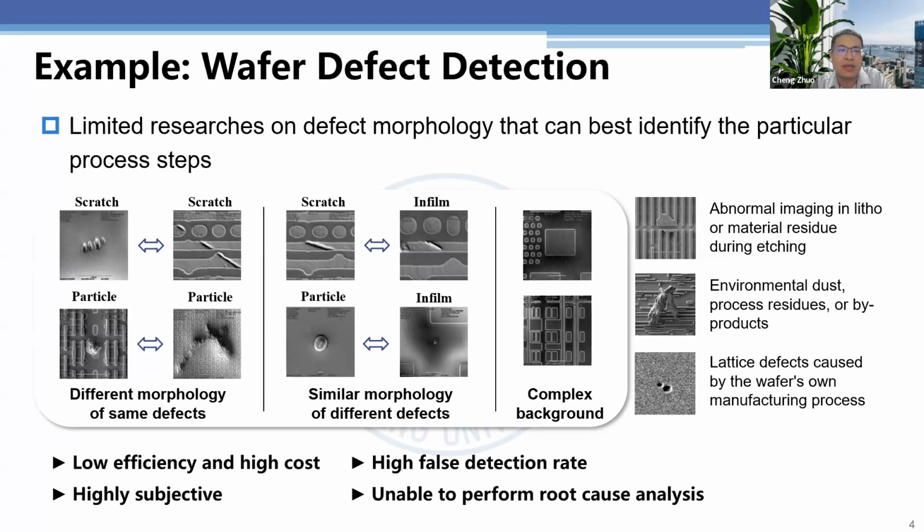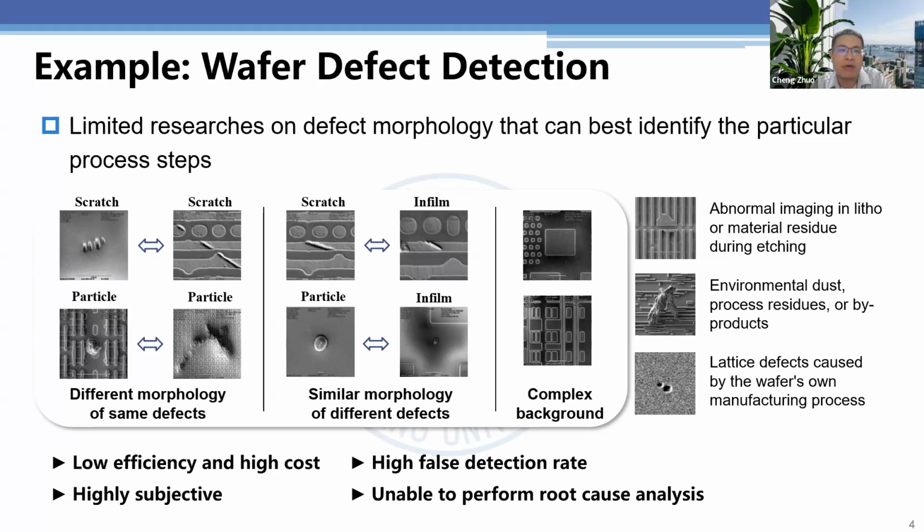So the engineers or some vision-based algorithms need to overcome all those challenges. They need to understand if this issue is from some abnormal image in litho or some material residue during etching. So that's a very challenging task. For human beings, it can be very subjective depending on efficiency and experience, and it's also very high cost.